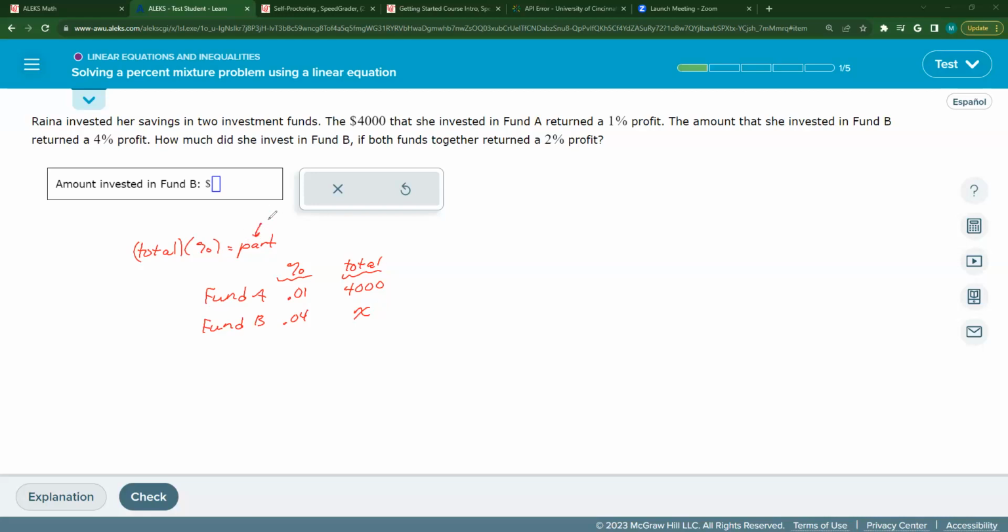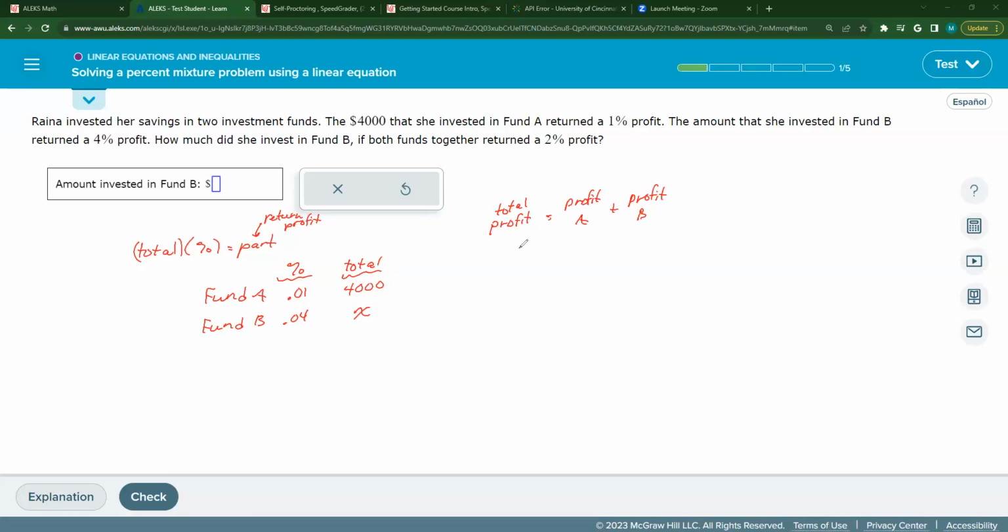So my part is going to be return or profit. The total is the total amount that I'm investing into each one. So we have in profit, total profit equals profit A plus profit B. All right, total profit returned a 2% profit. All right, so total profit.